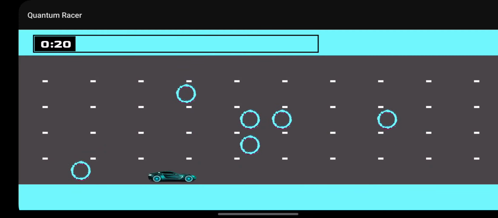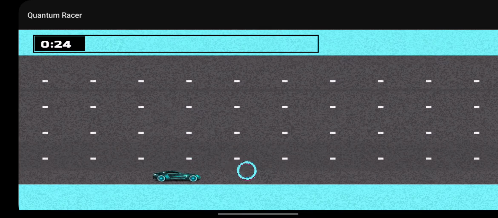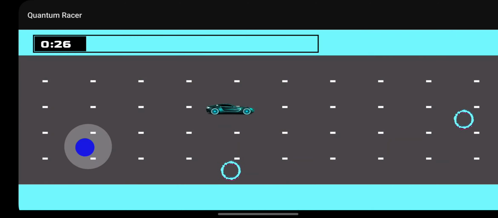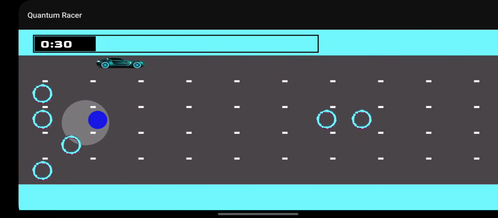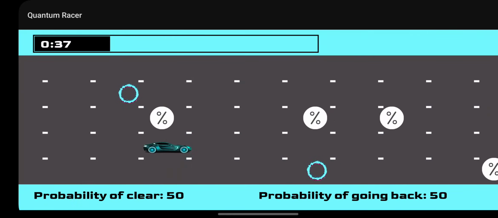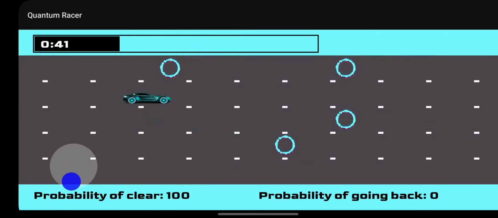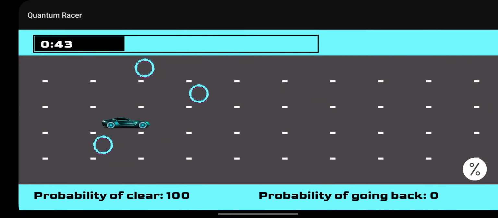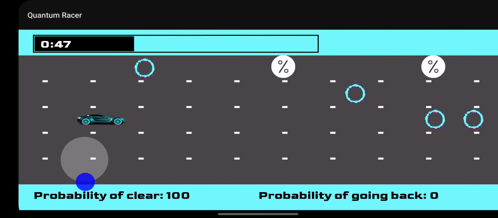Let's keep going and see if we encounter any superposition soon. Once again, I've crashed into these and it's showing me a lot of noise. Let's see about some superposition. Yeah, there you go. You see superposition in 3, 2, 1. And now the car just split, and I'm going to try to collect these probability tokens. As you can see on the bottom, it says the probability of clearing the obstacles is 100% right now because I've collected so many probability tokens.